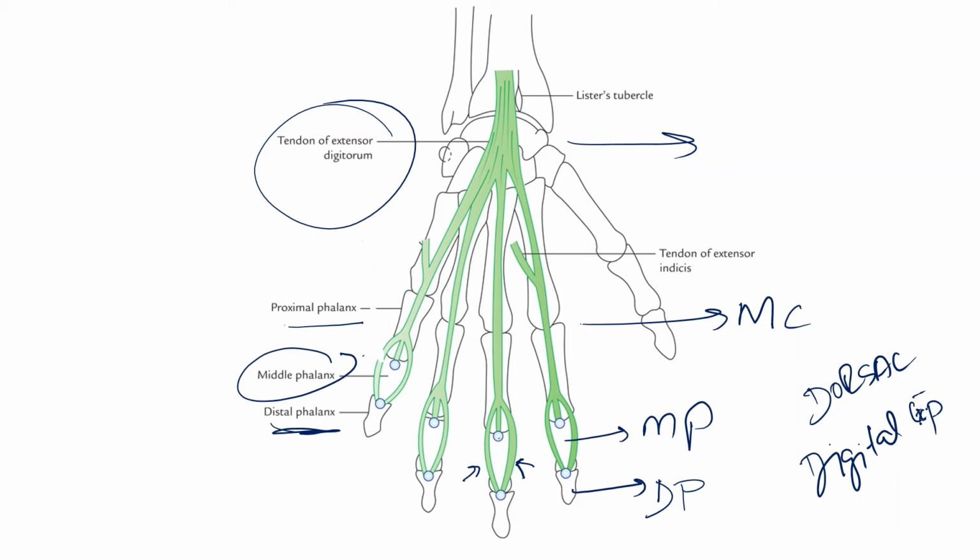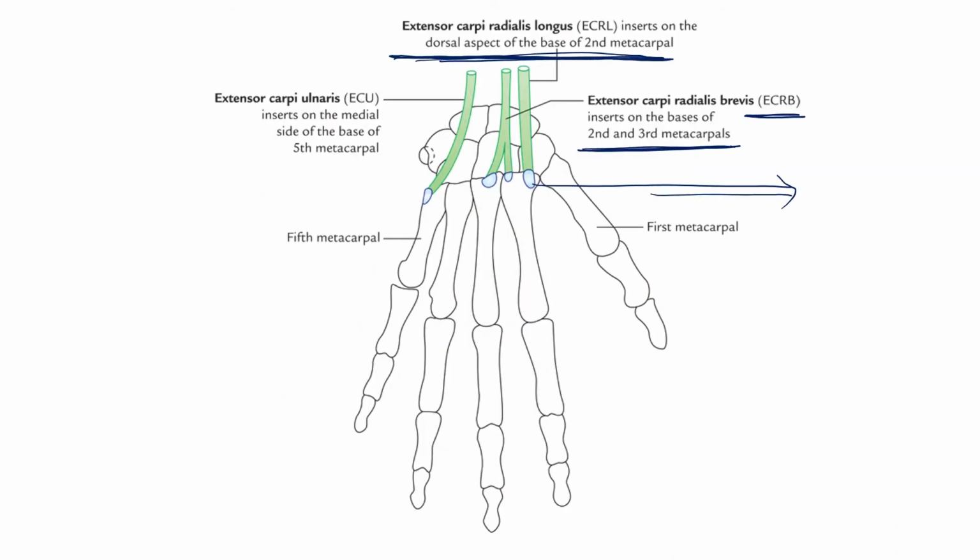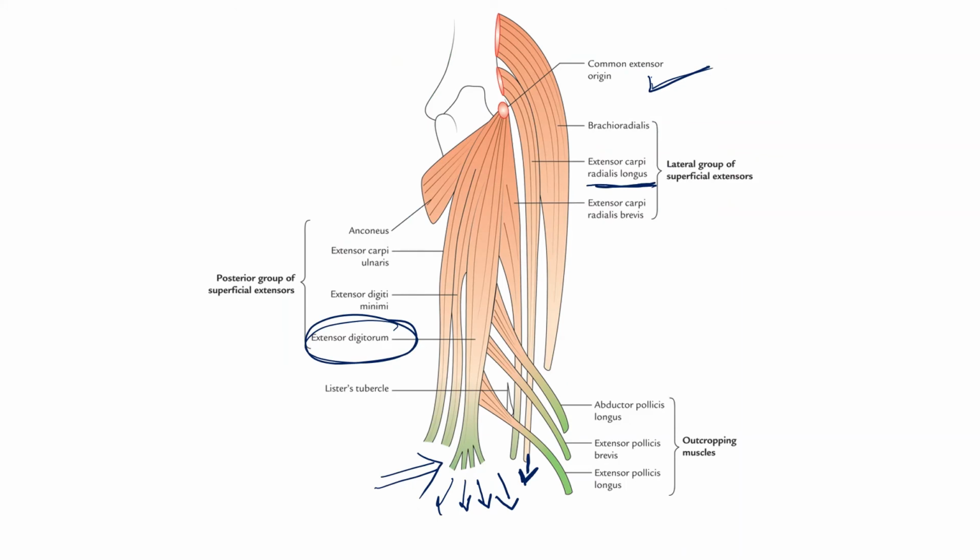Moving on to the next muscle, that is the extensor digiti minimi. The extensor digiti minimi takes origin from the same point, that is the common extensor origin, and it runs along with the tendons of the extensor digitorum, deep to the retinaculum, to reach the dorsum of the hand, where it joins the tendon of the extensor digitorum for the corresponding tendon. So this is about the extensor digiti minimi.